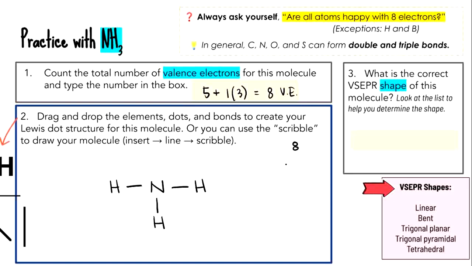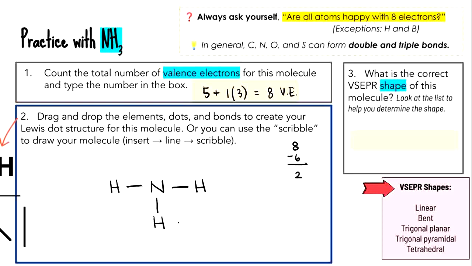Let's keep count. How many valence electrons did we just draw? Yes, we drew 3 bonds, but remember that's a total of 6 electrons. So 8 minus 6 is 2. We have now 2 to work with. So where do we put the 2?